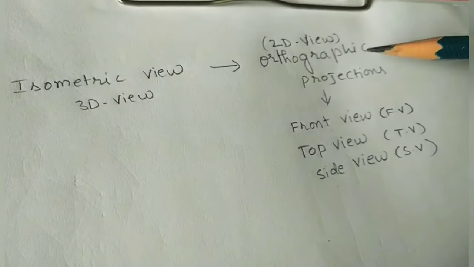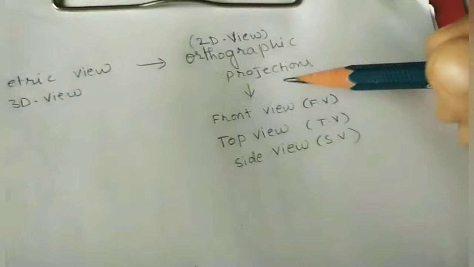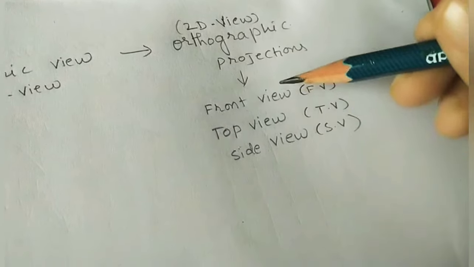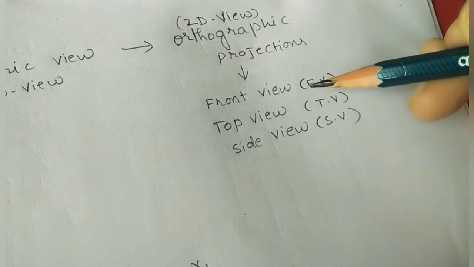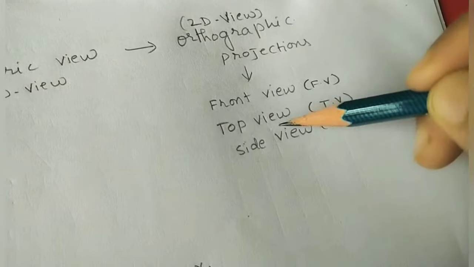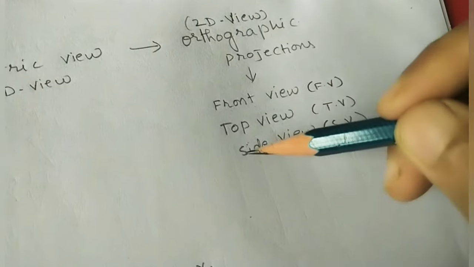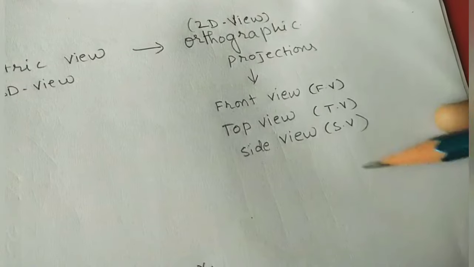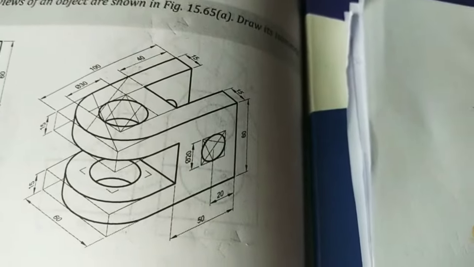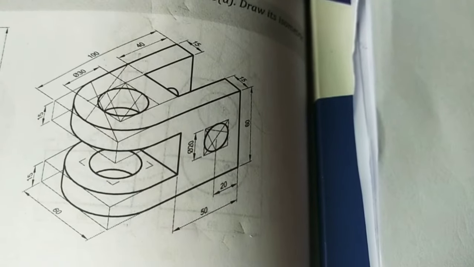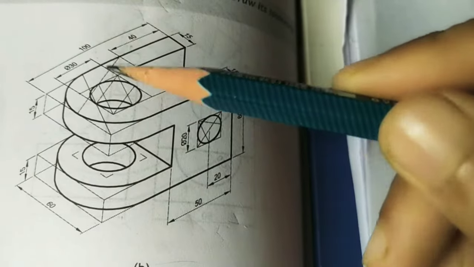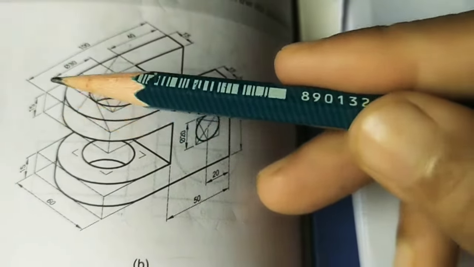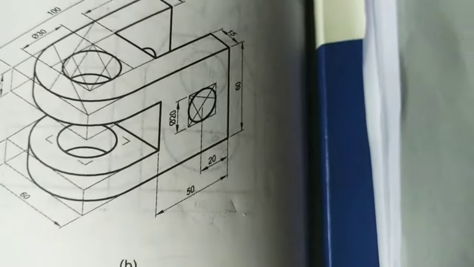So in orthographic projections, we are doing the front view of the object, how the object is looking from the front direction. In the shortcut form, F.V. we can write here. And we have to do the top view of the object, T.V., and the side view of the object, S.V. Before doing these three views, initially check the given diagram. Here all dimensions have been given. Units are not given. Consider all units in mm: 100 mm, 40 mm, 30 mm diameter of the circle, and 15 mm thickness of these two blocks, like that.